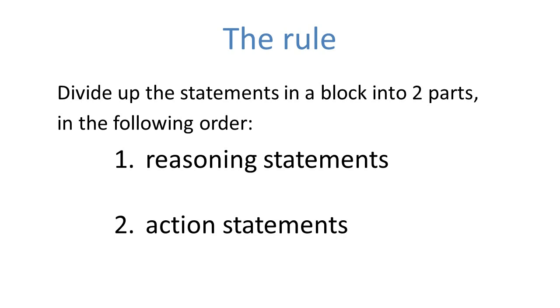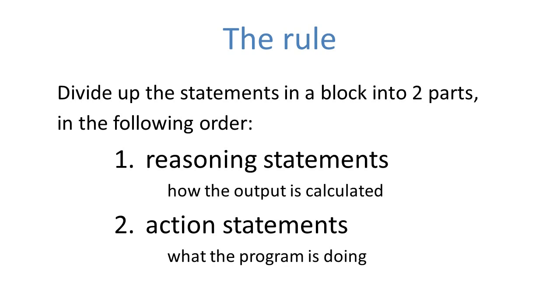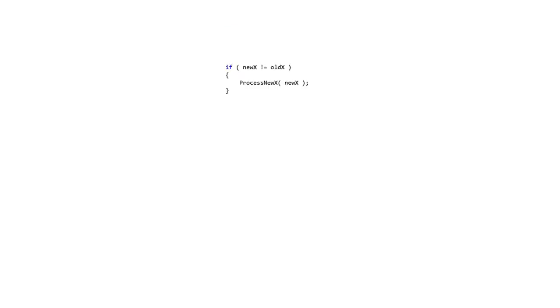It simplifies because it divides up the code into two parts, each of which you only look at for a different reason. To understand what the program is doing, we only need to look at the action, the output that is written. To understand how the output is calculated, we only need to look at the reasoning. If you look at some code, I expect you will find that these expressions and statements are all intermingled.